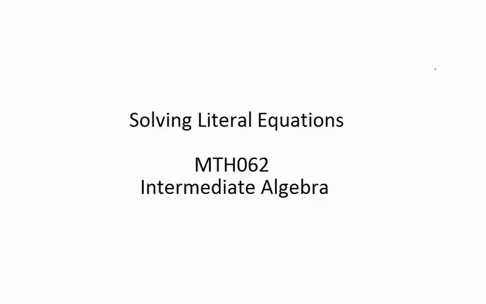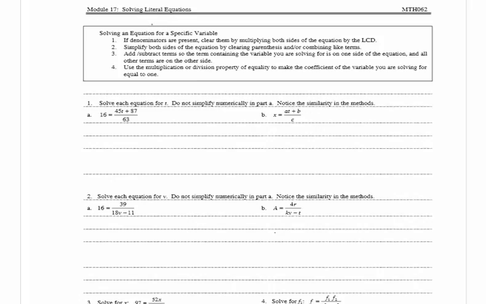In this video, we're going to be solving literal equations. In 1, it says solve each equation for t. Do not simplify numerically in part A, and notice the similarity in the methods. So in A, we have 16 is equal to (45t + 87) divided by 63.